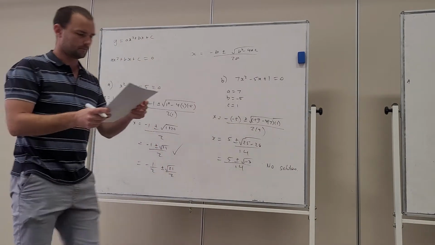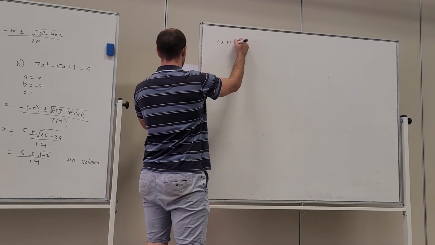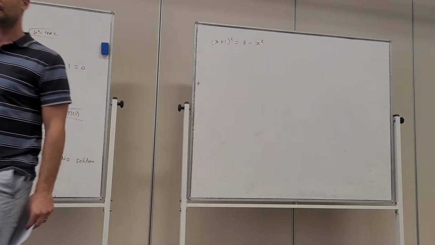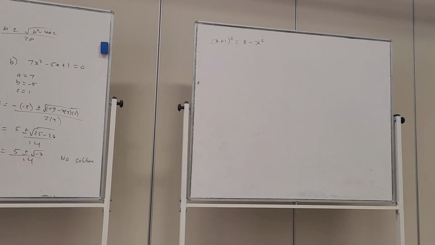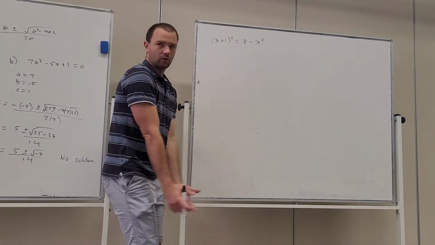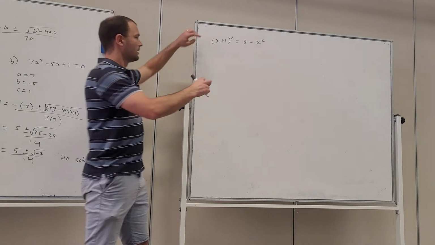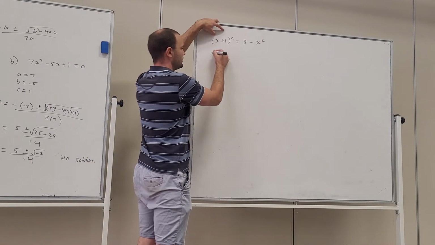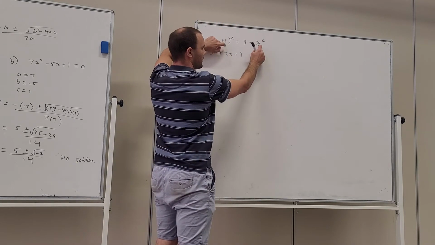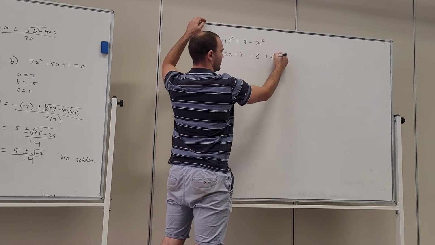Excellent. Okay, last one. This one's a little bit more involved. We've got x plus 1 squared is 3 take x squared. So, when we're solving a problem like this, what we need to do is expand everything, bring it all to one side, collect all those like terms, and then we can solve it. So form a perfect square expansion here first, x squared plus 2x plus 1. We're going to subtract 3 from both sides, and we're going to add x squared to both sides.